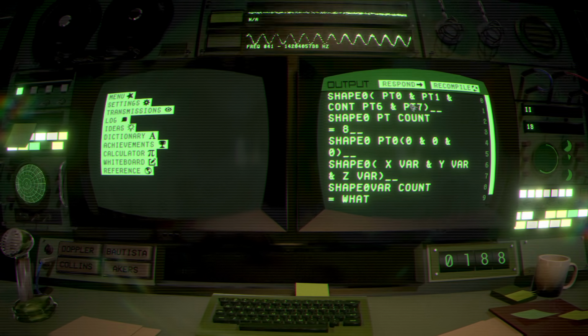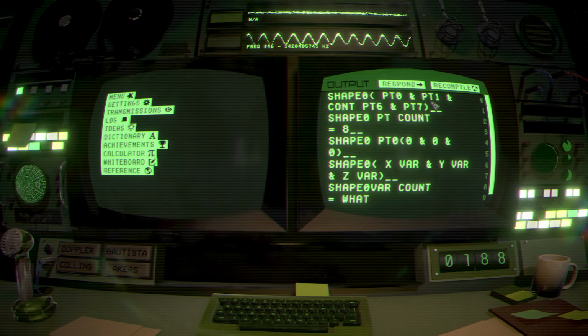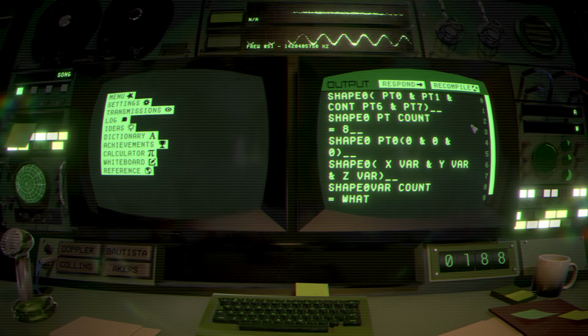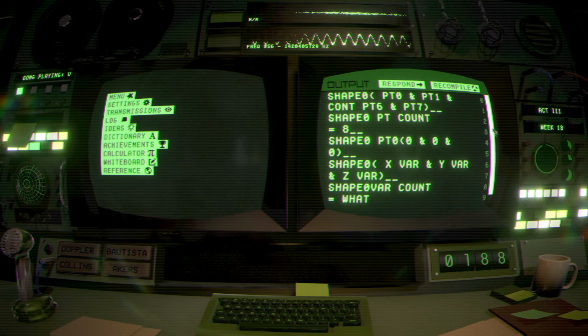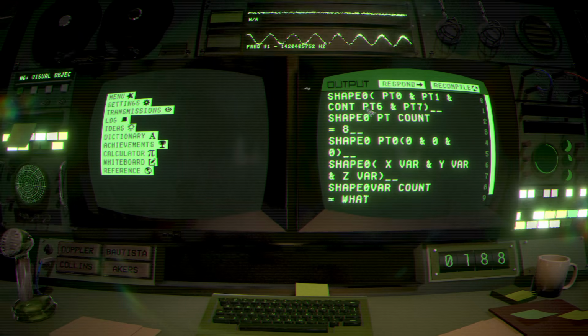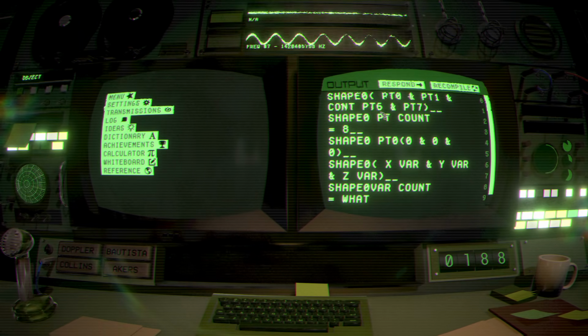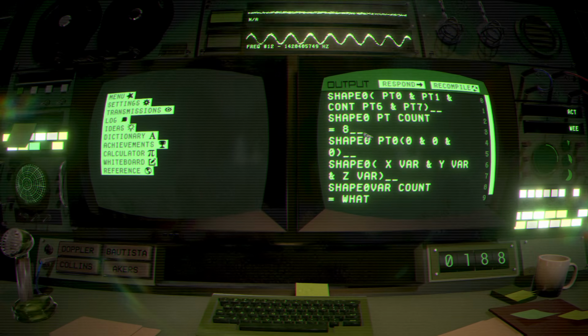I see what they're saying. They're saying you go from 0 to 1, continue up to 6 and 7. So they're saying 0 through 7. So there's an 8-pointed shape. Yep, and that's exactly proven right there.